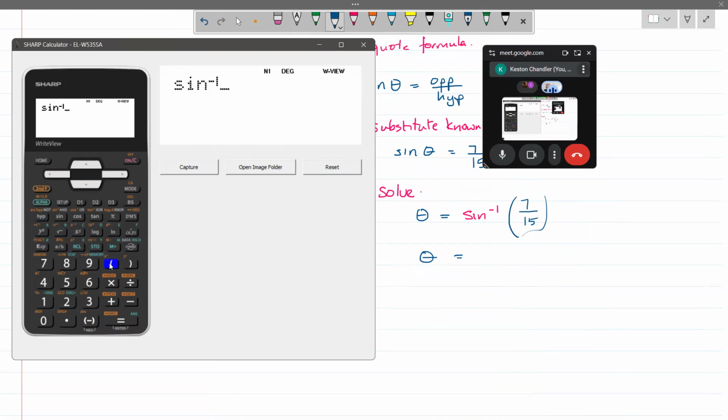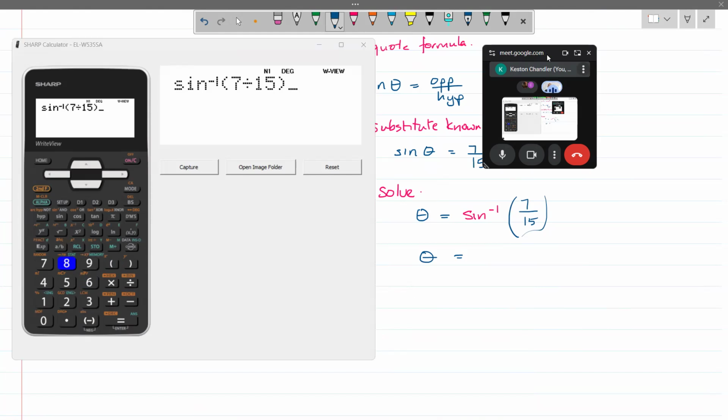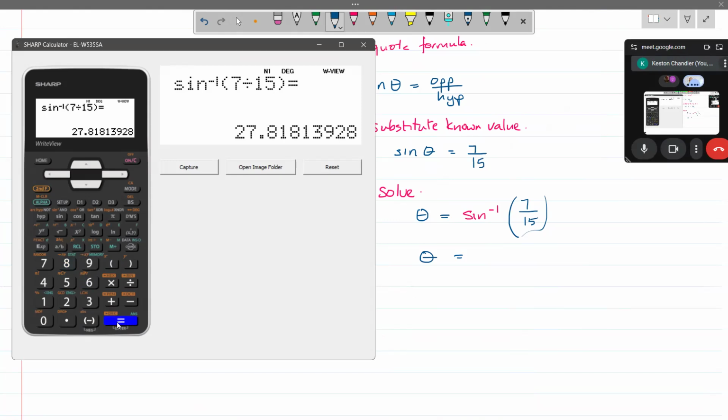Then I'm going to open brackets. And 7 over 15, you could write it as a fraction using this fraction button, or 7 divided by 15 works the same way as well. Close brackets. I need to put that 7 over 15 in brackets so the calculator knows to divide that first and then find sine inverse of it. So this is what you're going to be punching onto your calculator. After you punch that in, you hit equal, and this is your answer.